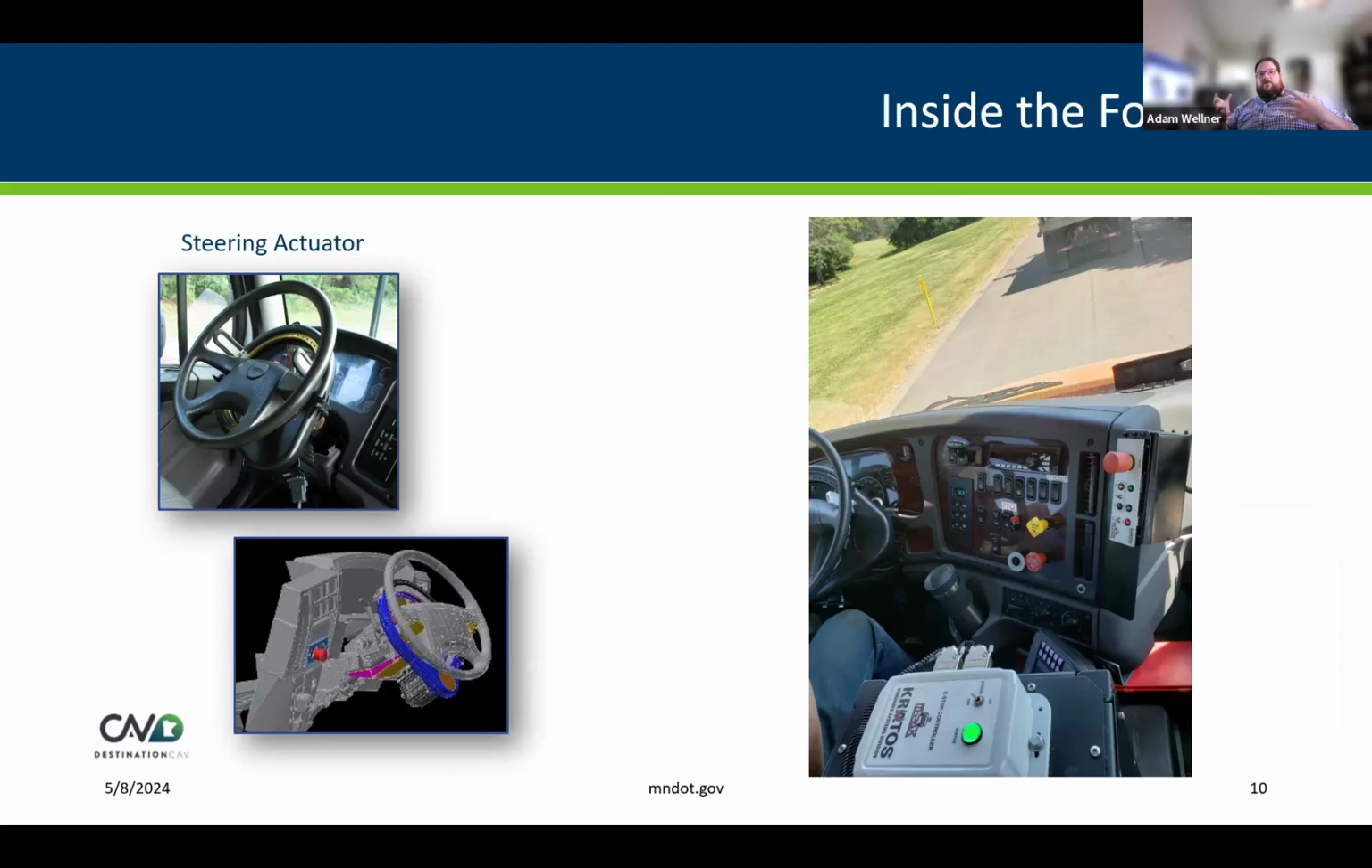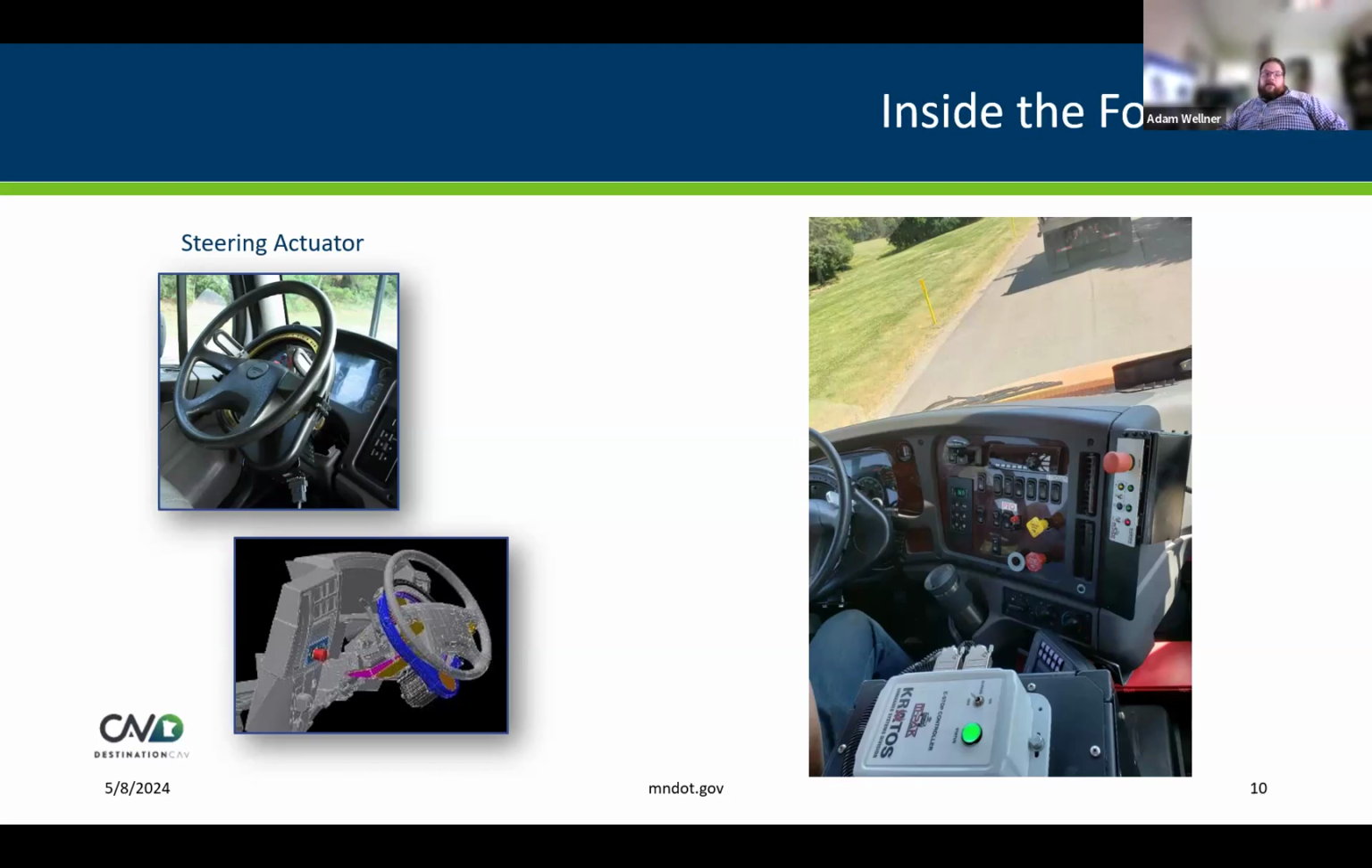The system here has no direct integration with the vehicle electronic systems. The steering is done with a steering ring that is bolted around the steering wheel, and it's got these fingers that stick up and just interface with the wheel and literally turn the wheel. From the truck's perspective, it doesn't know that it's being driven automatically.